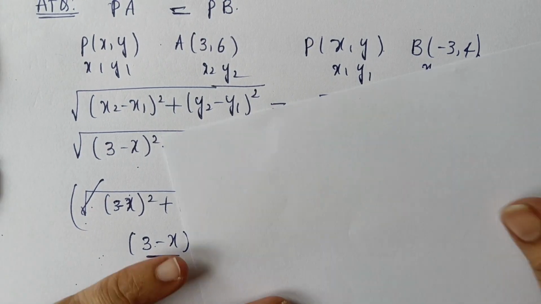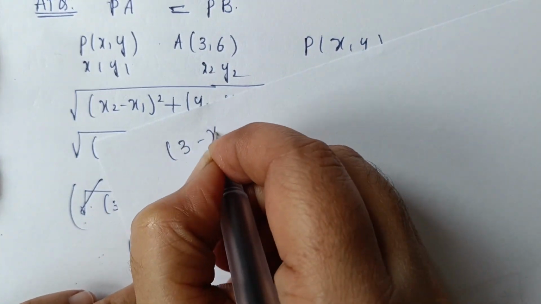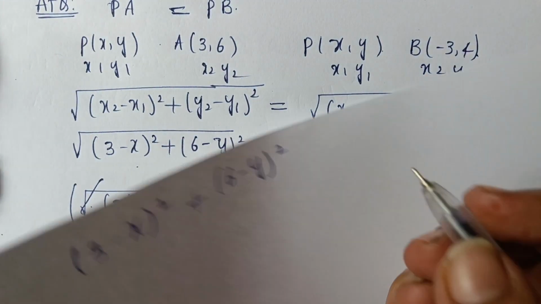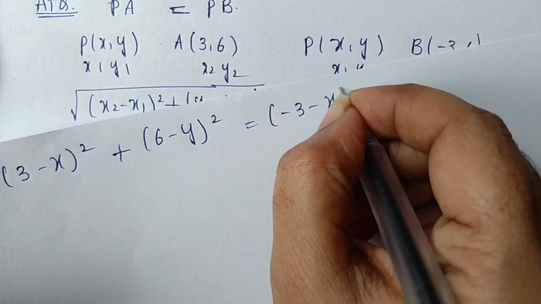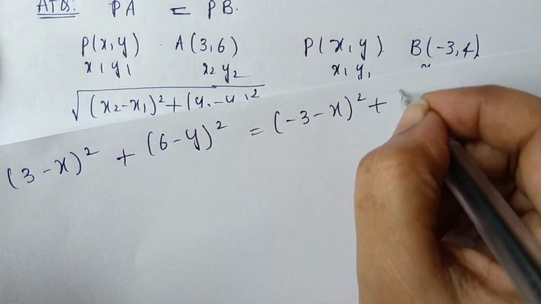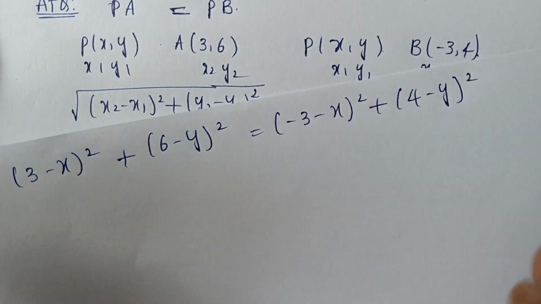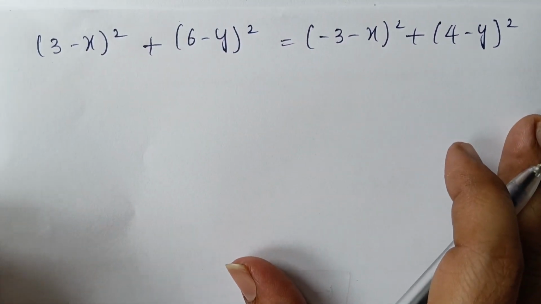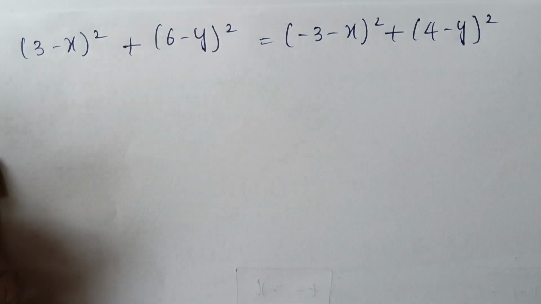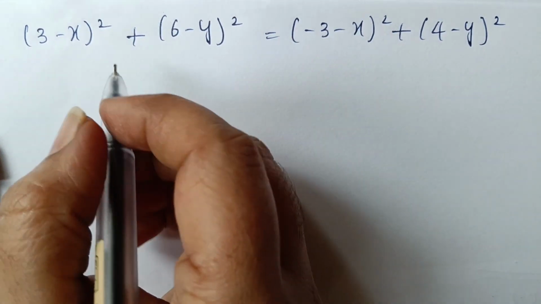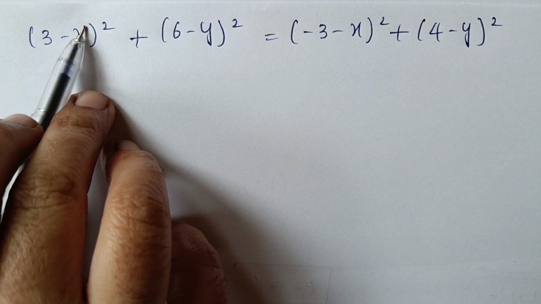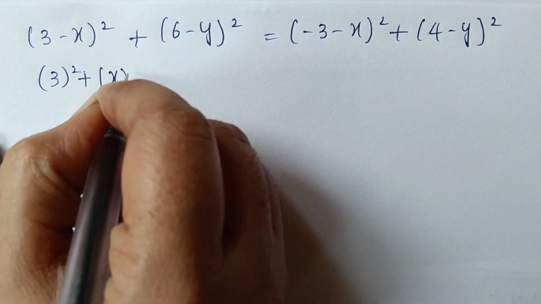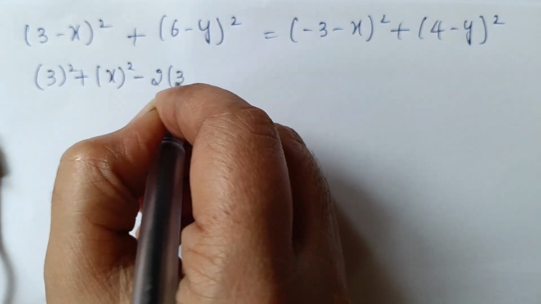Okay, so I'll write once again: 3 minus x square plus 6 minus y whole square is equal to minus 3 minus x whole square plus 4 minus y whole square. Okay, so now we apply the a minus b whole square formula. So a square plus b square minus 2ab.